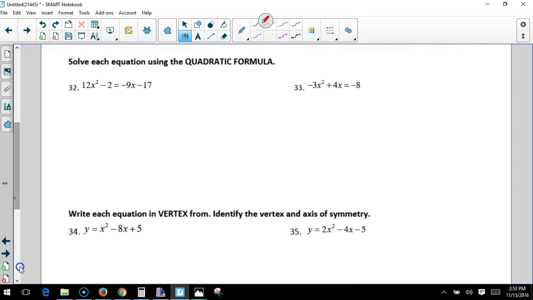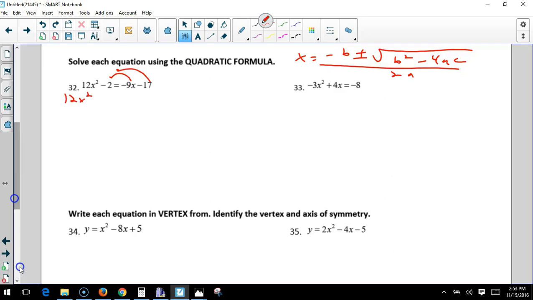Okay, quadratic formula. Remember, that's x equals the opposite of b plus or minus the square root of b squared minus 4ac all over 2a. But before you do anything, you need to move everything over to the same side. 12x squared plus 9x. Careful here, when you add 17, it's 17 minus 2, that's 15. We want to identify a, b, and c.